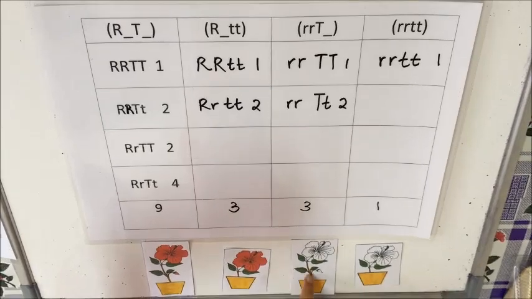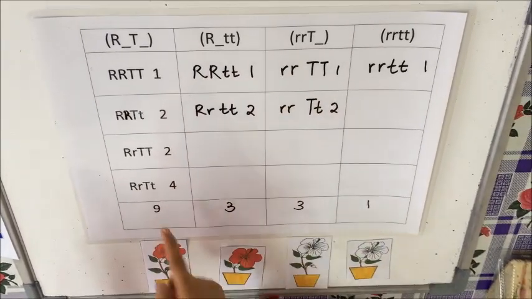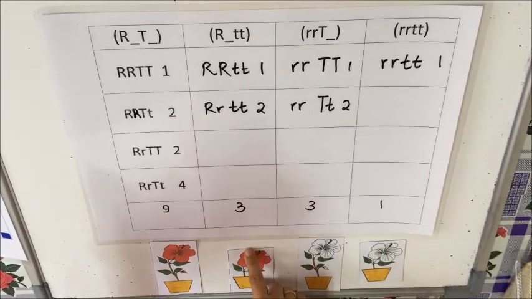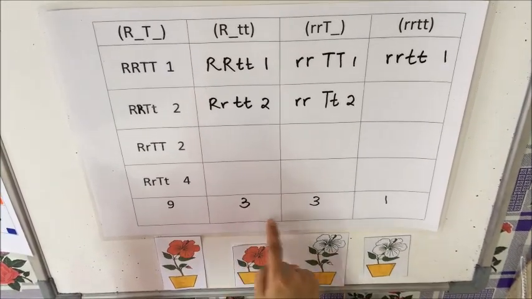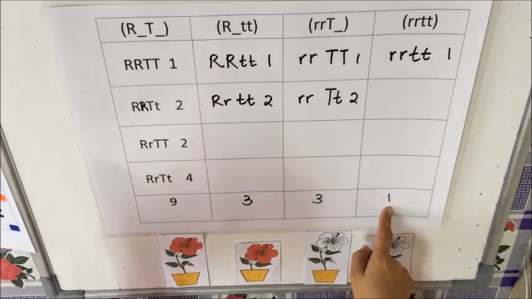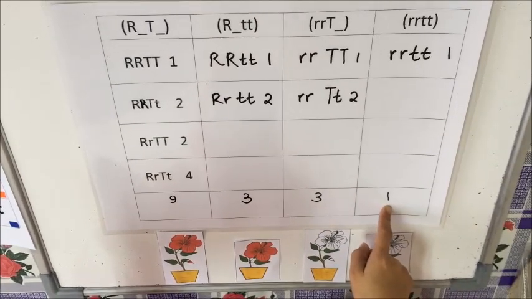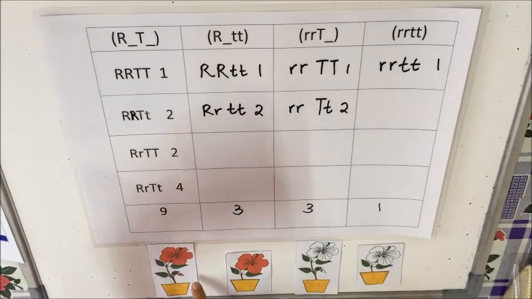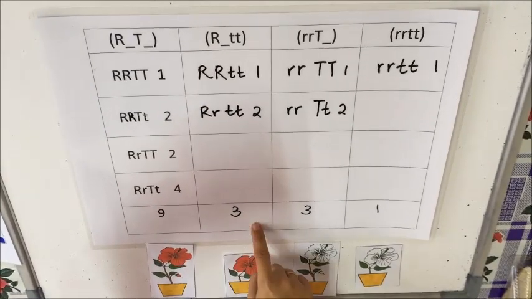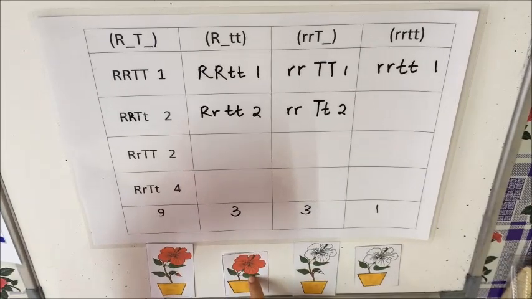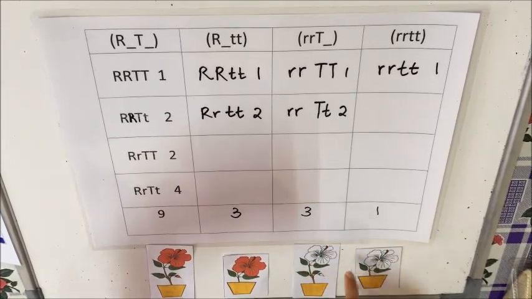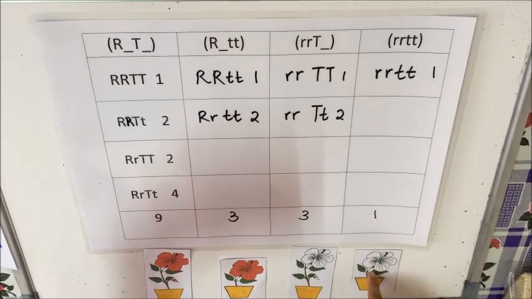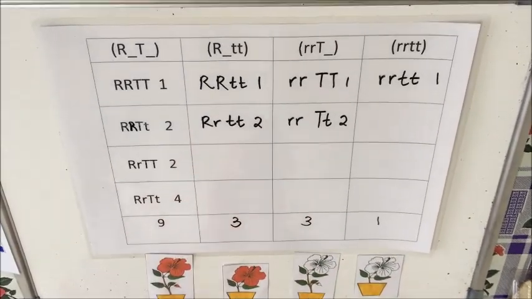So this is the genotype ratio for the F2 offspring, and this is the phenotype ratio for the F2 offspring. The phenotype ratio for the F2 offspring is 9 red flower tall plants, 3 red flower short plants, 3 white flower tall plants, and 1 white flower short plant.